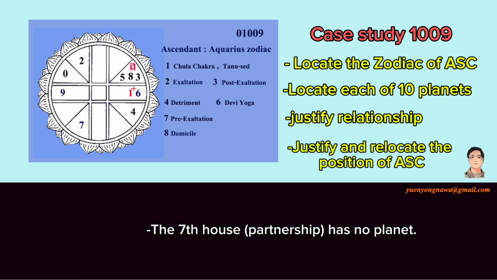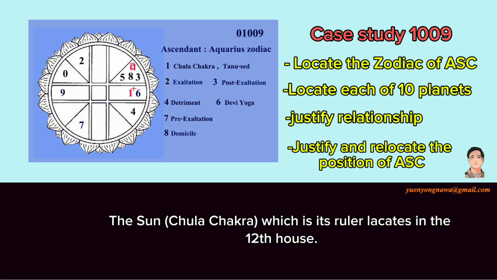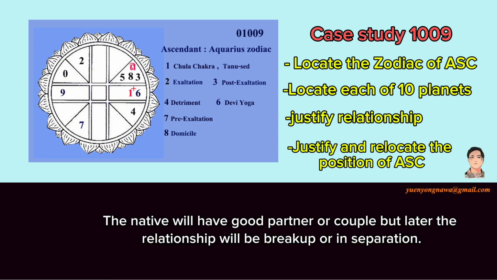The 7th house, Partnership, has no planet. The Sun, Chula Chakra, which is its ruler, is located in the 12th house. The native will have a good partner or couple, but later the relationship will break up or end in separation.